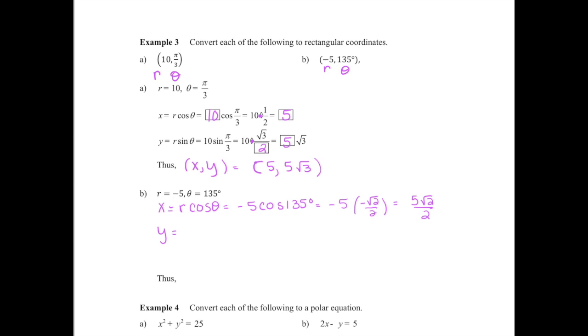Similarly, to find y, we use our relationship as r times sine of theta, which is equal to negative 5 sine of 135 degrees. Sine of 135 degrees is square root 2 over 2, giving us negative 5 square root 2 over 2. Thus, our x, y values give us 5 square root 2 over 2, negative 5 square root 2 over 2. And we'll want to leave these in their exact values.